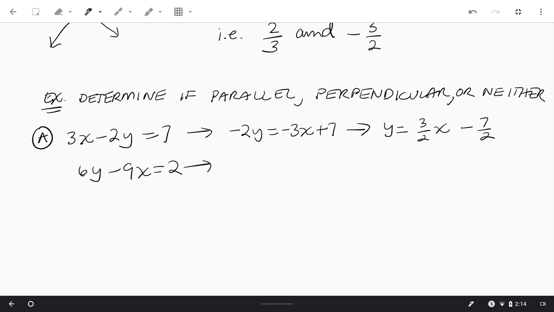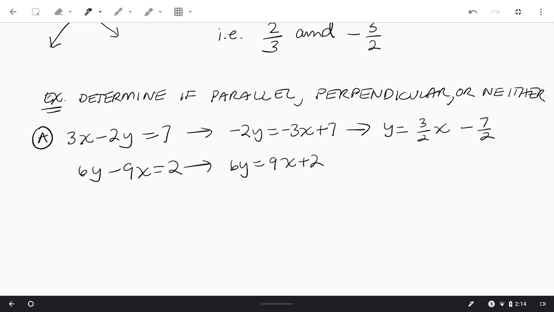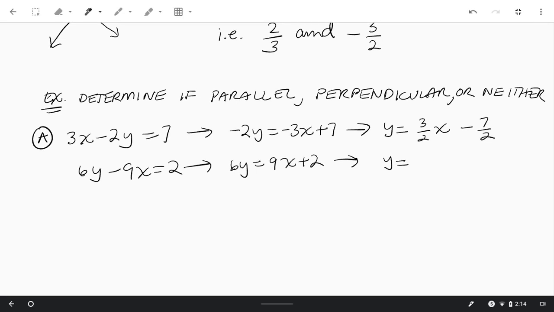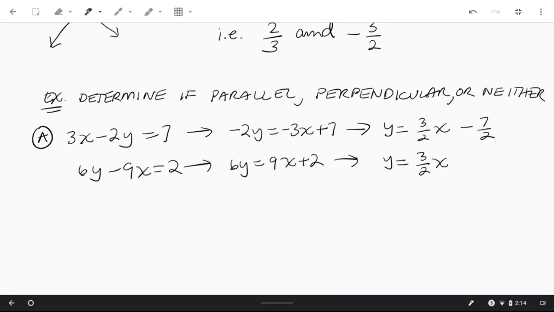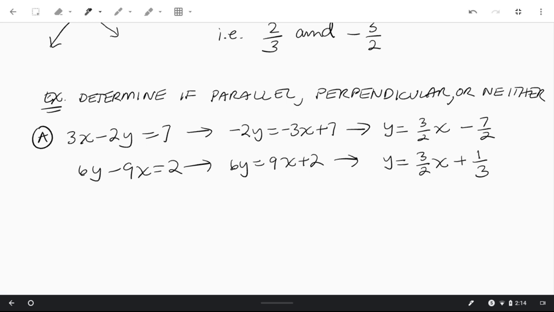All right, so I have to add 9x to both sides. 6y equals 9x plus 2. And then I have to divide both sides by 6. So when I do that, I get y by itself. 9/6 reduces to 3/2. Plus 2/6 is 1/3. Okay, so we got that because we divided everything by 6.